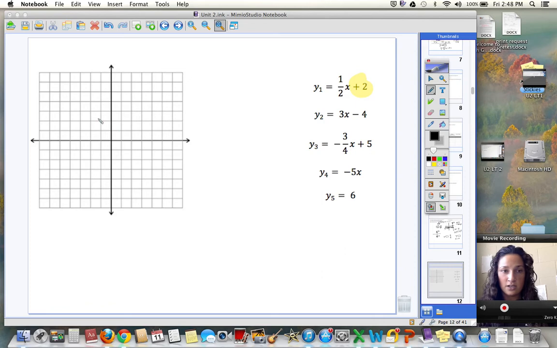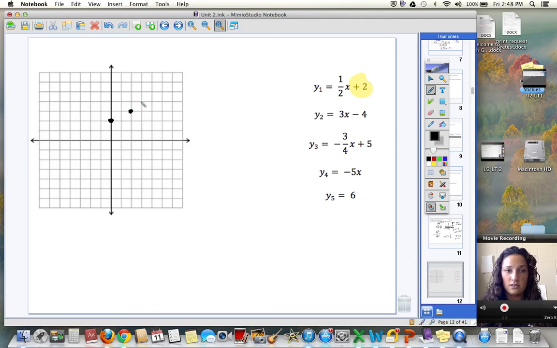So I'm going to go here at my origin. I'm going to go up 2 on my y, because it's a positive 2. All I need you to do is graph 3 points. That's how I'm going to know. So now I'm using my slope. It tells me to go rise 1, run 2.